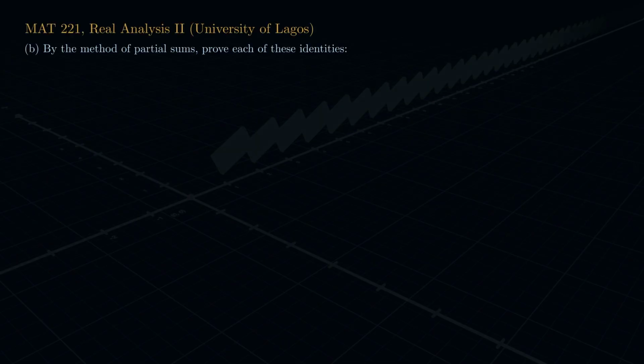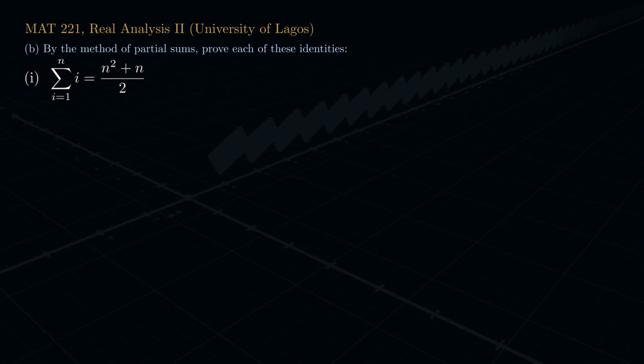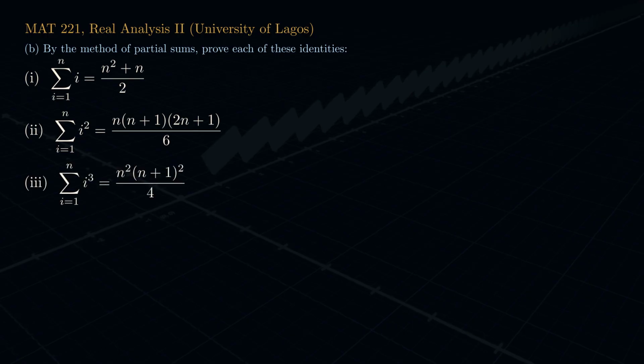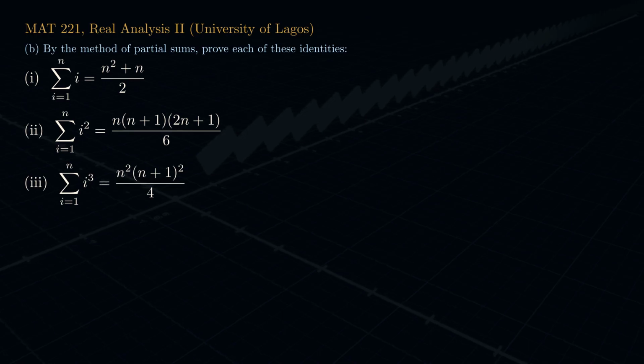Here is a question from a real analysis course at the University of Lagos, MAT 221. Prove each of these identities. 1. The sum from i equals 1 to n of i equals (n squared plus n) over 2. 2. The sum of i squared equals n times (n plus 1) times (2n plus 1) over 6. 3. The sum of i cubed equals n squared times (n plus 1) squared over 4.